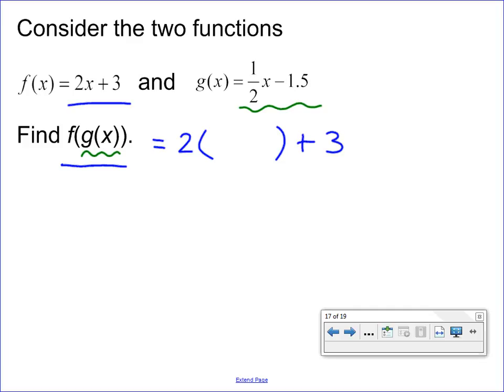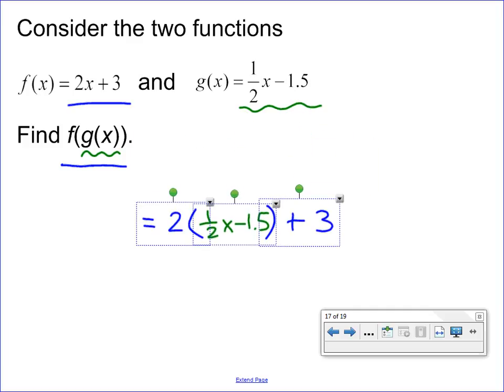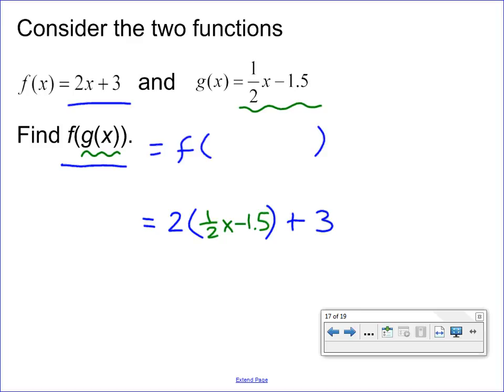Except everywhere f accepts inputs, don't put x. What am I going to put? I'm going to put g's definition in its entirety. G's definition was 1/2 x minus 1.5. And so I'm going to put 1/2 x minus 1.5 into f's rule everywhere it accepts inputs. Perhaps this will be better if I do an intermediate step. My first step would be f of, and we'll put my green function rule. G of x is 1/2 x minus 1.5.